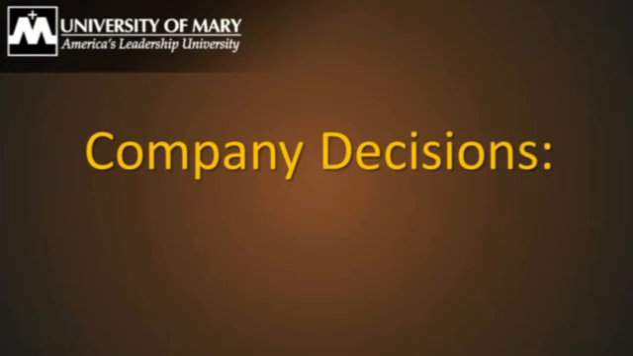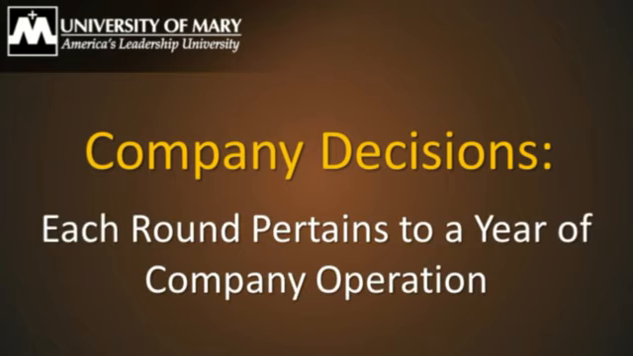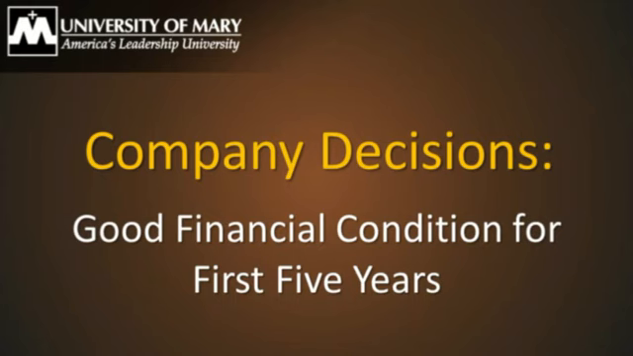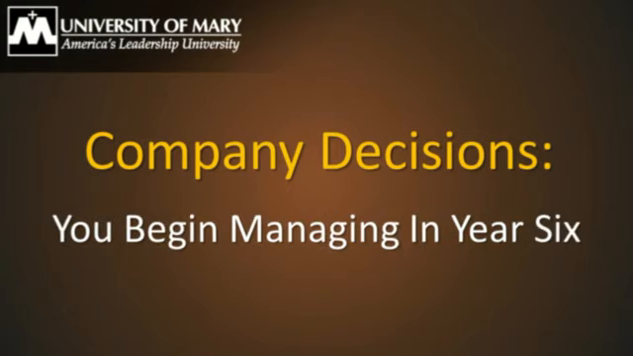After the exercise questions are answered, you and your team will be entering company operation decisions into a computer simulator. Each round of decisions will pertain to a year of company operation. In the simulation, your company will have been in good financial condition for the first 5 years of its existence. You and your co-managers will begin managing the company in year 6.